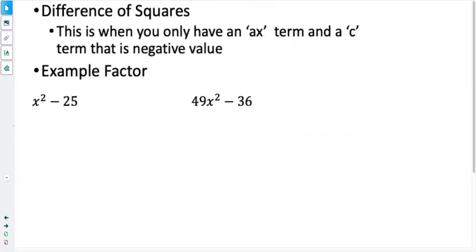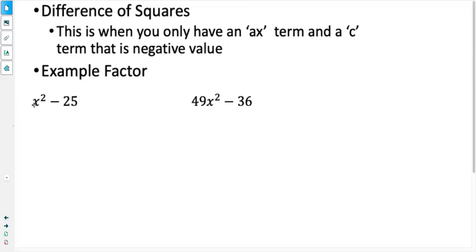And next we have a difference of squares. So this is when we only have an ax term and a c term. So we don't have a bx term. And we have a minus separating the two. Now to factor these, it's very straightforward. We're just going to take the square root of our ax term and the square root of our c term, and we're utilizing those in our two binomial factors.